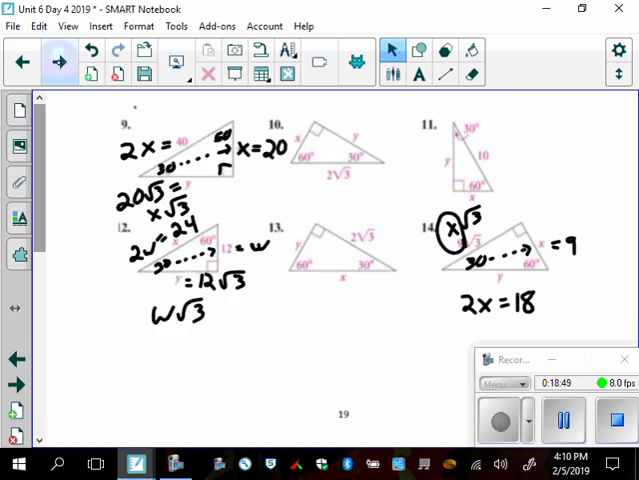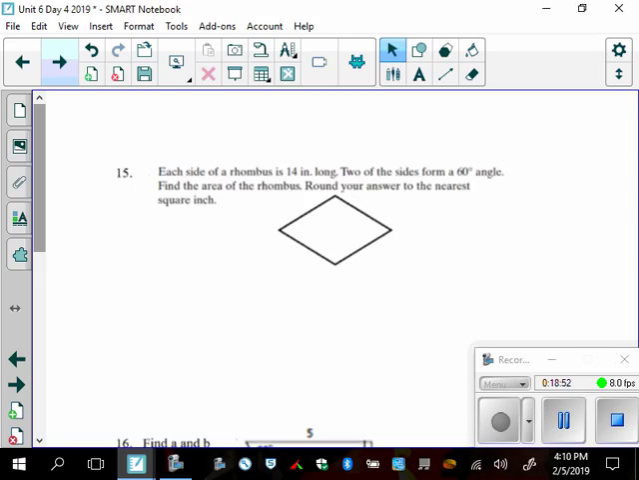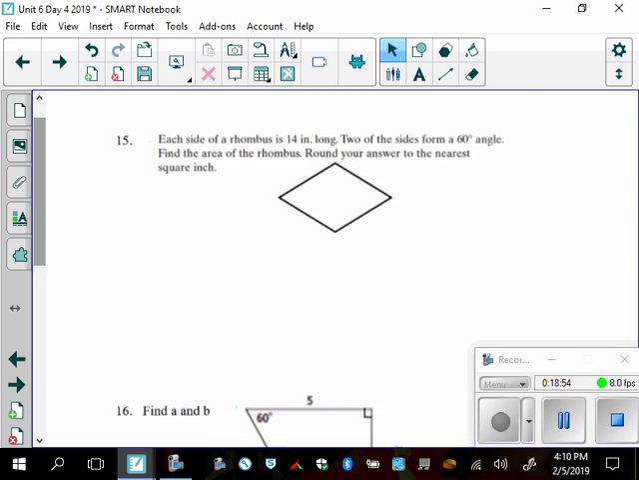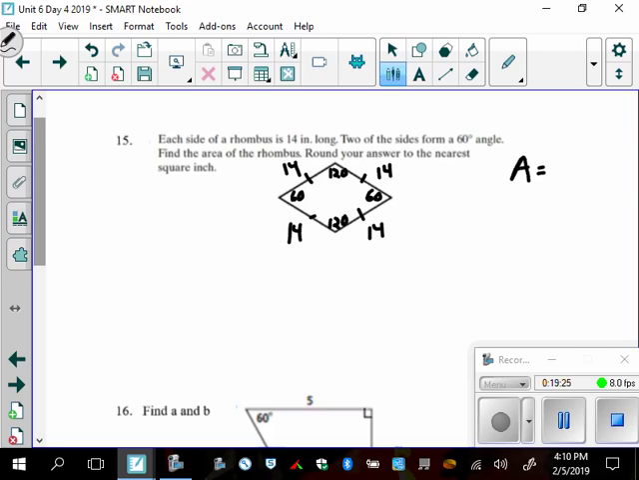The last one that I want to do with you is this problem number 15. I'd like you to read it, see if you remember the area formula for a rhombus, and then we're going to kind of go from there. Each side of a rhombus is 14 inches long. Two sides form a 60-degree angle. Find the area of the rhombus. Round your answer to the nearest square inch. So hopefully we know a rhombus is like a tipped square. All the sides are 14. They're telling me this is 60, so that must be 60. If you really needed to know, those two would have to be 120 to add to 180 if they're adjacent.